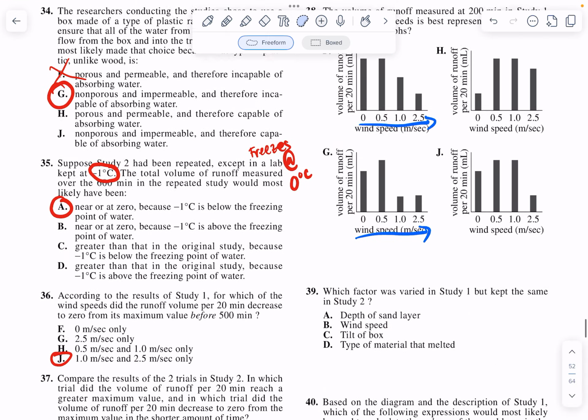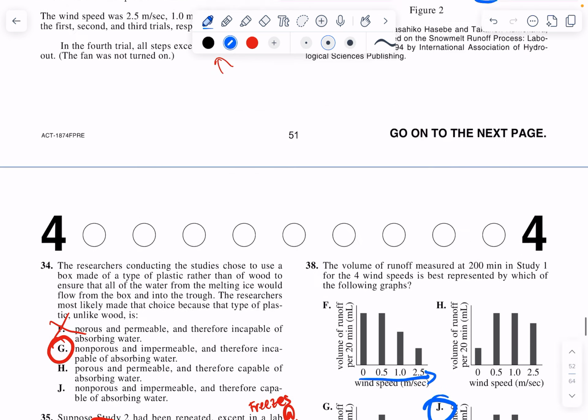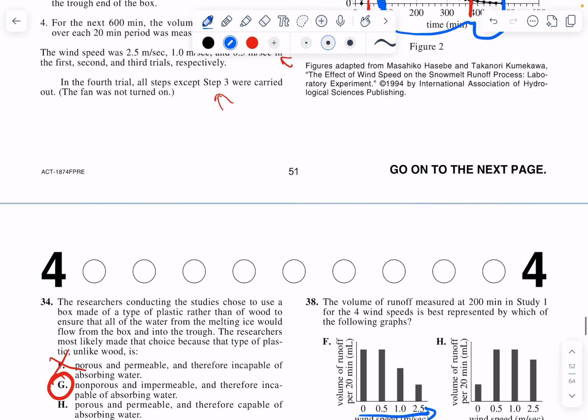So let's come down here for question 38. The best one that matches that is J. That one looks like my little graph that I drew here. Wow, it's an exact replica, basically.